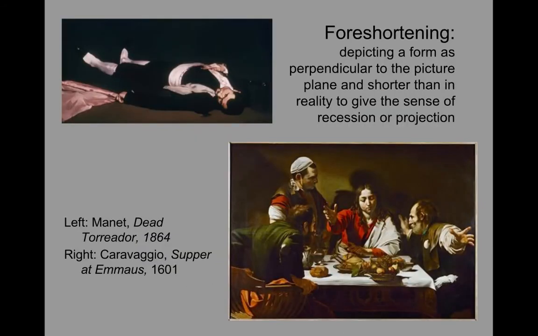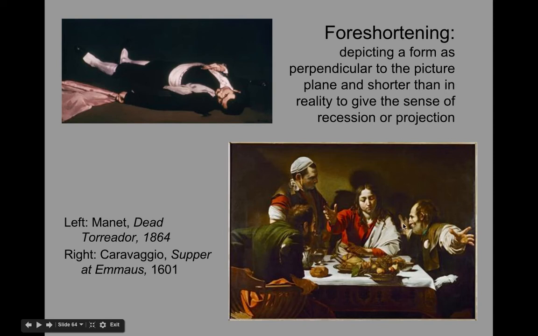Foreshortening. Now this is a bit of a tricky one, both to define and also for artists to use, but it's also one of the most persuasive. Foreshortening means depicting a form as perpendicular to the picture plane and shorter than in reality to give the sense of recession or projection. Now I know that's a mouthful, but let me show you what I mean.